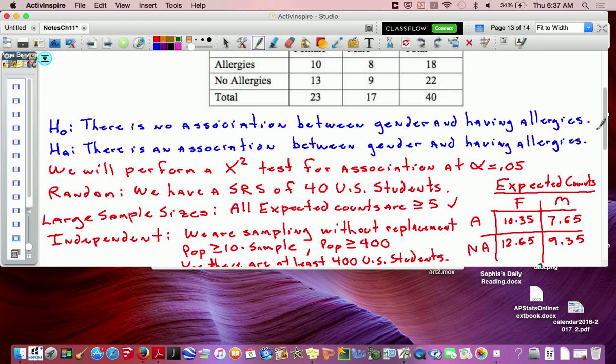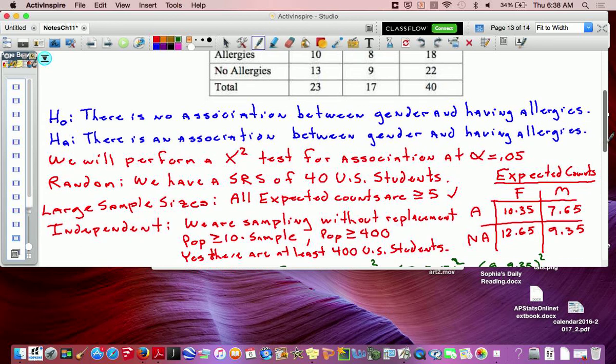So I went through and already did all the expected counts. I did 23 times 18 divided by 40 to get my first one, 23 times 22 divided by 40 to get the next one. So I did all of those ahead of time. Likewise, when I check the independence, since we are sampling without replacement, 10 times our sample, there's at least 400 students we could have surveyed to check on this situation.